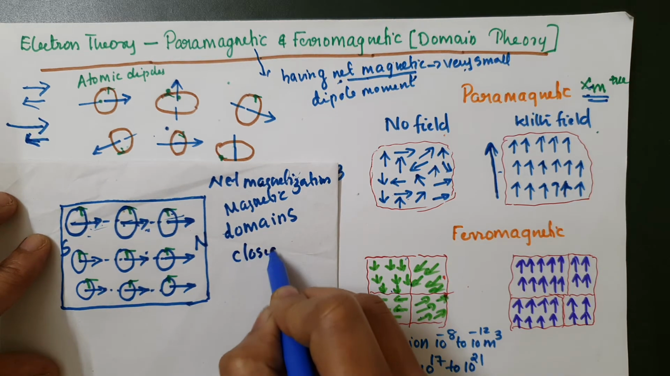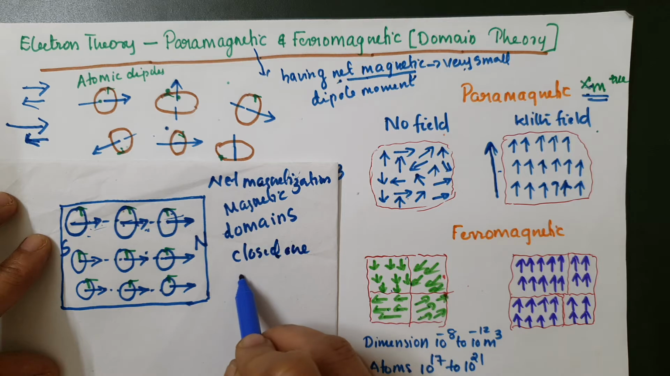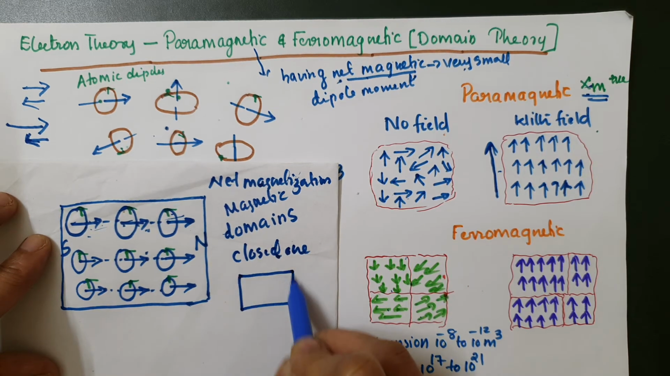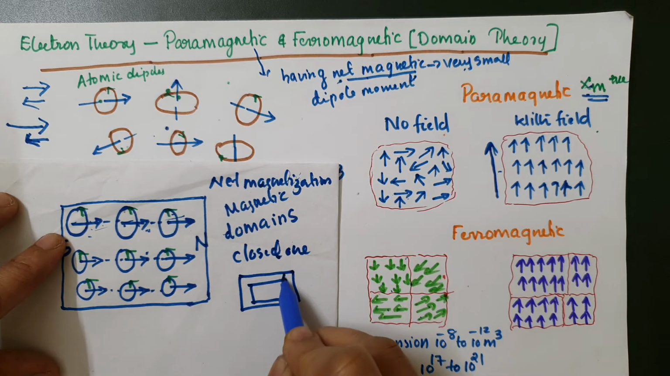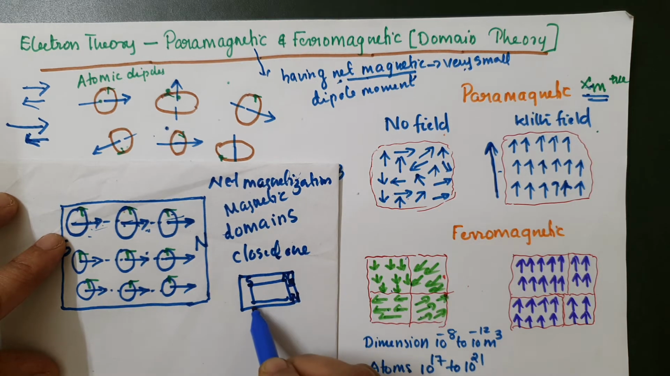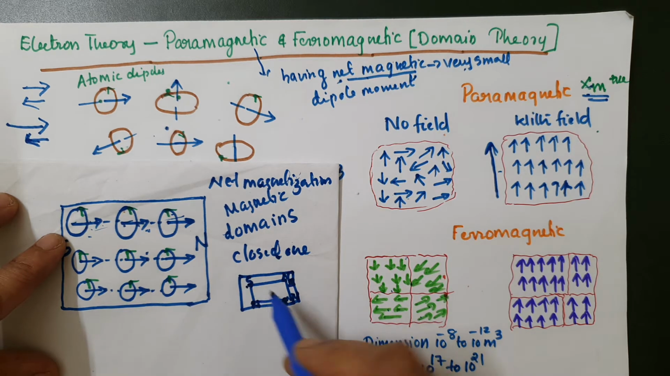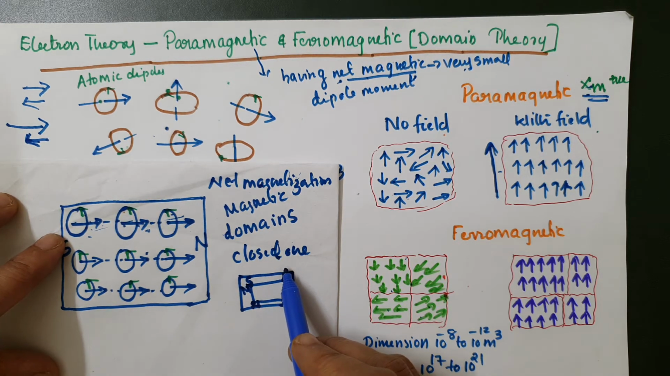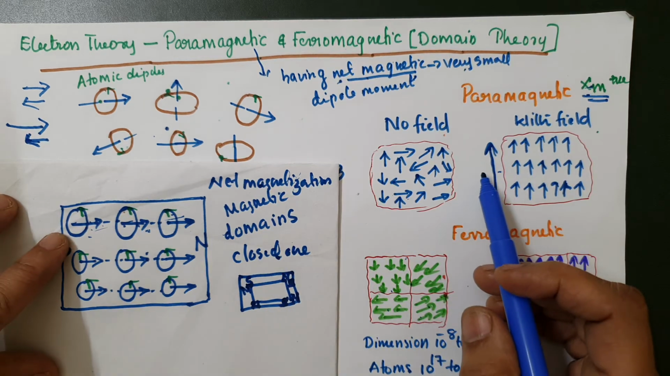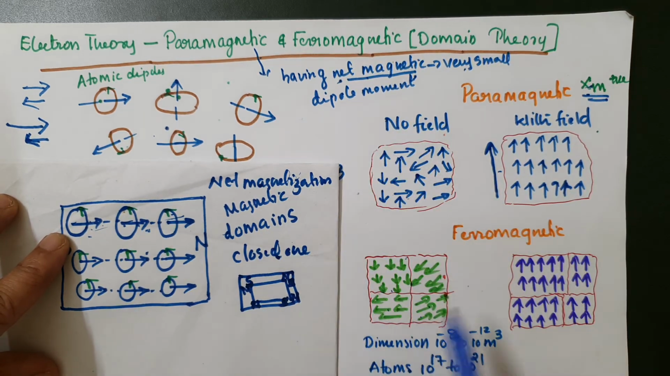It always forms a closed one, because suppose this is a domain, with a north pole and a south pole. When it combines with another domain, it is a south pole and a north pole. Then again it's a south pole, a north pole, and it goes on this way until it's a north pole. Then it always forms a closed loop. And this domain theory is the concept of ferromagnetic properties.